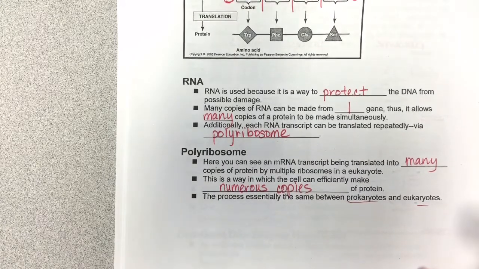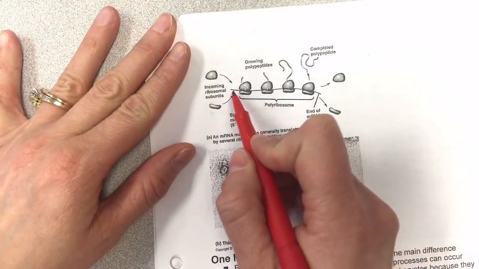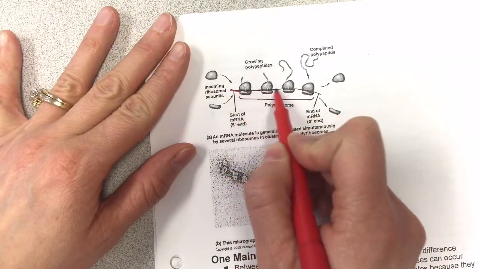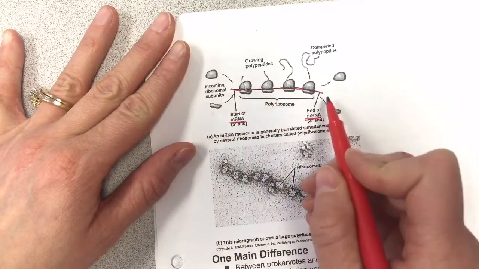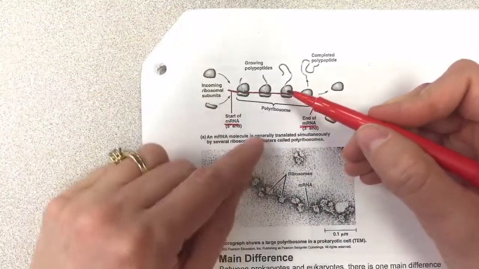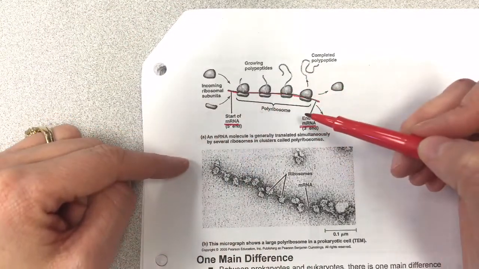And so if we look at the next picture, let's flip this over here. Notice here, this is your mRNA strand. So here's your start of your mRNA. This is your mRNA strand right here. Start and end of your mRNA. Notice here that multiple ribosomes are working on this.